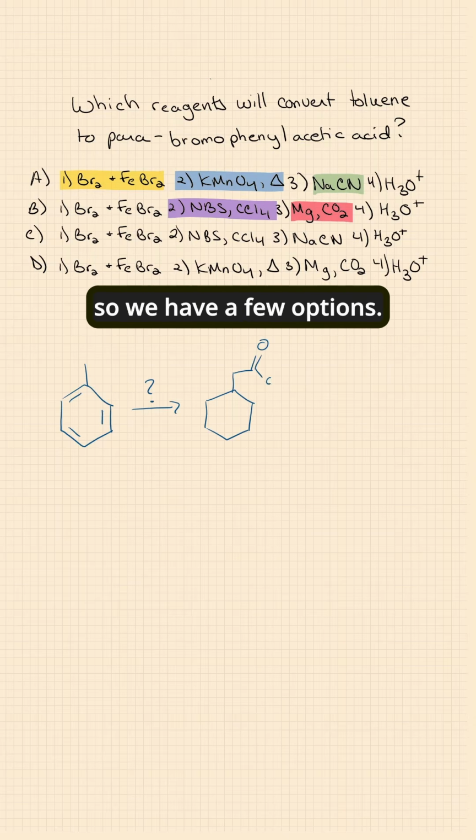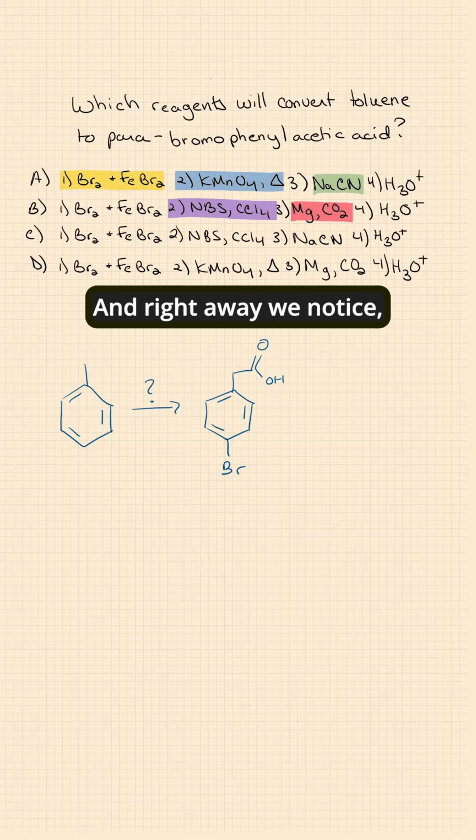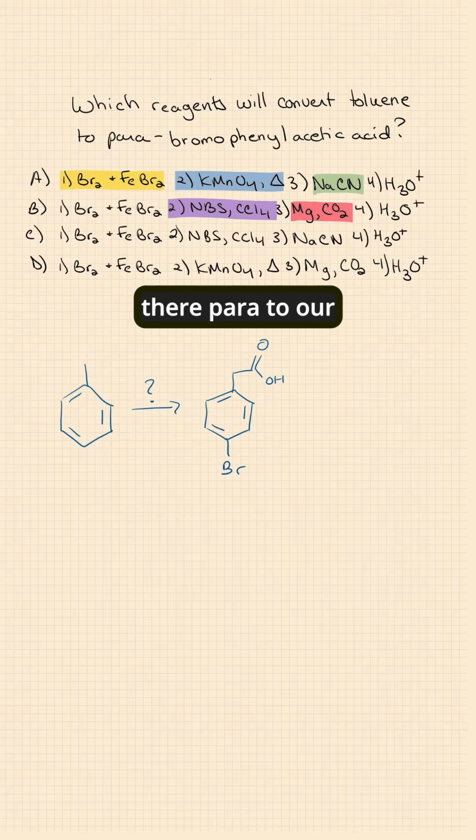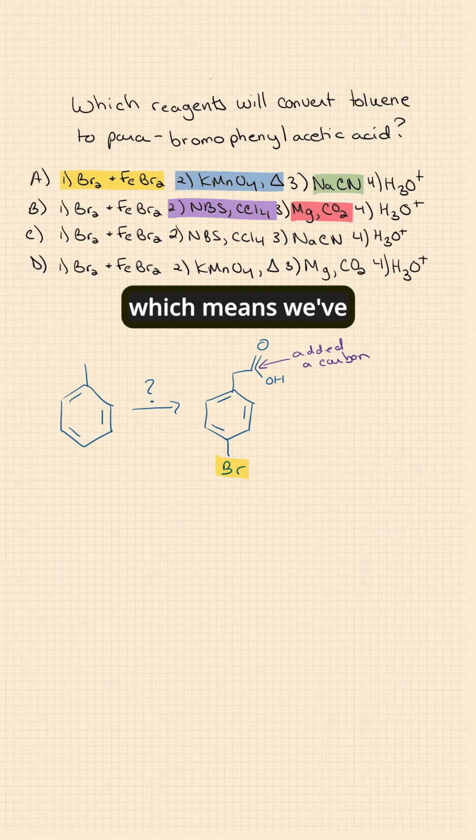Okay, so we have a few options. Let's start to piece this together by drawing the structure of our product and our reactants. And right away we notice, okay, we've got that bromine on there, para to our acetic acid group. Great, that's taken care of by step 1 in all our options. So the real question is, how do we go from that methyl group in toluene to that carboxylic acid group in our product? And we'll notice that it's in the acetic acid group, so it's a 2-carbon carboxylic acid, which means we've added a carbon.